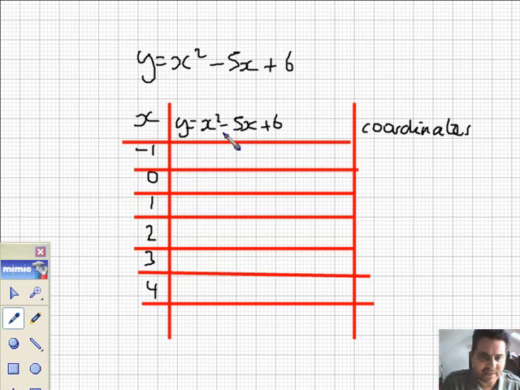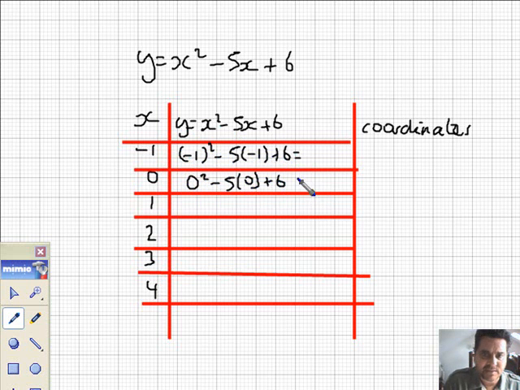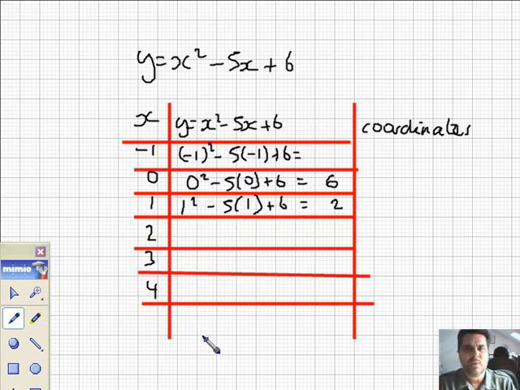Right then, so shove it in there. So I've got to go minus 1 squared, take away 5 lots of minus 1 plus 6, get my answer. Next one, very boring, 0 squared minus 5 lots of nothing plus 6, I'll get that answer straight away. That's going to be 6. 1 squared, take away 5 lots of 1 plus 6, that's going to give us 1, minus 5 is going to be minus 4, minus 4 plus 6 is going to be 2. What I'll do is pause the video, work it all out just to save time, and then I'll get back to you with a graph.